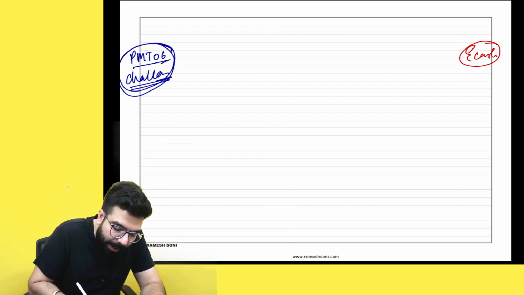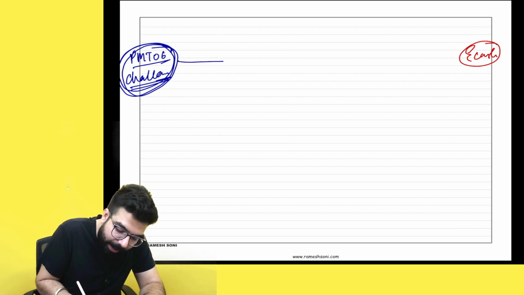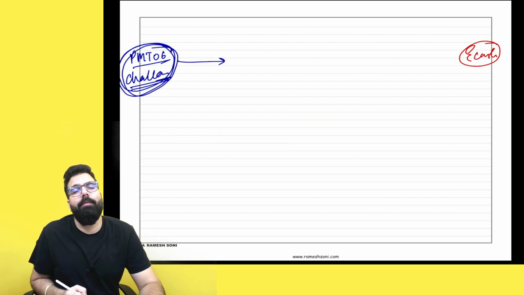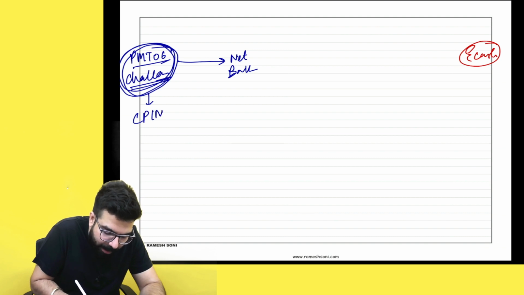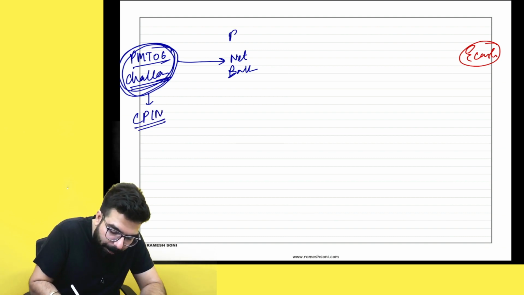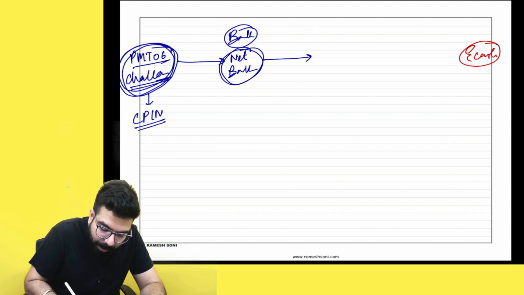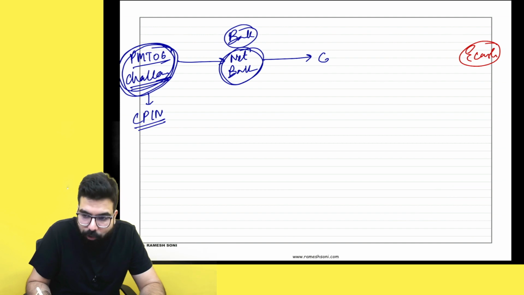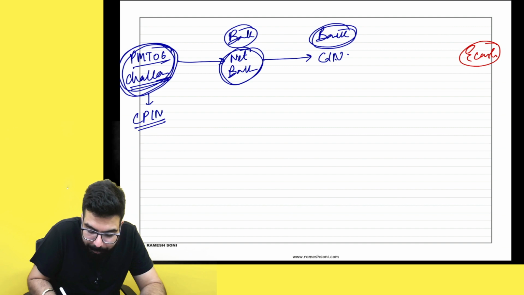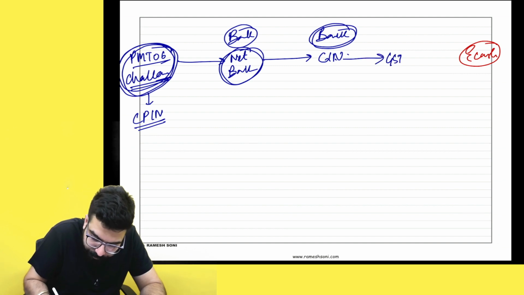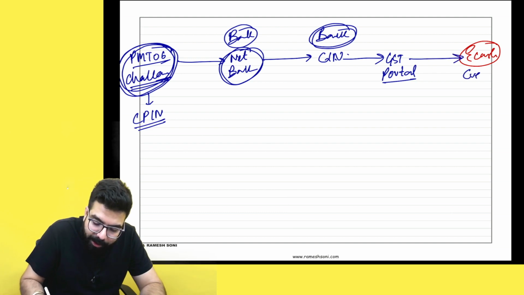Now, we have to generate one challan. Okay, we generated one challan. Then what will you do? Once we have generated one challan, we have to go to net banking or whichever mode. Suppose I use net banking and make the payment. When you generate a challan, a common portal identification number (CPIN) gets generated. Once I made the payment, the CIN gets generated. The bank communicates this CIN to the GST portal, and the GST portal credits the money in your e-cash ledger.